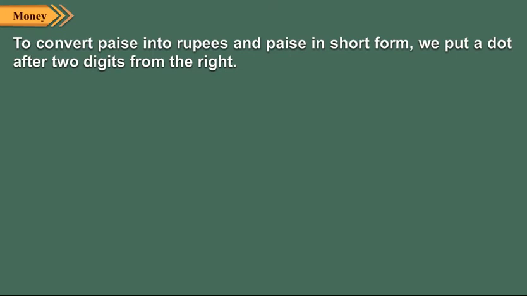To convert paise into rupees and paise in short form, we put a dot after 2 digits from the right. For example, 800 paise can be written as rupees 8.00 and 1480 paise can be written as rupees 14.80.